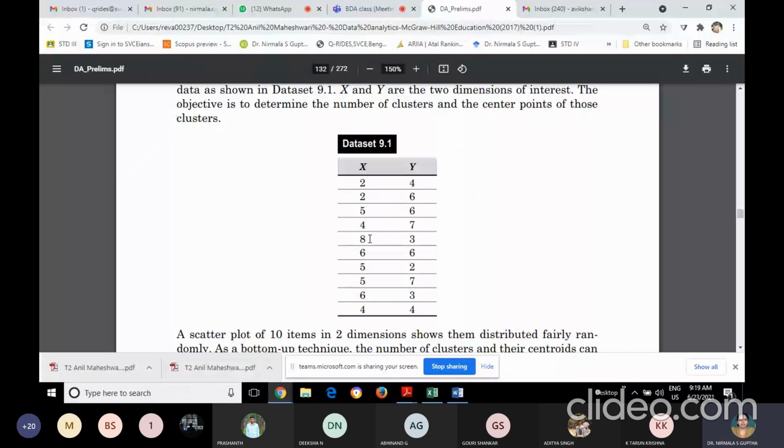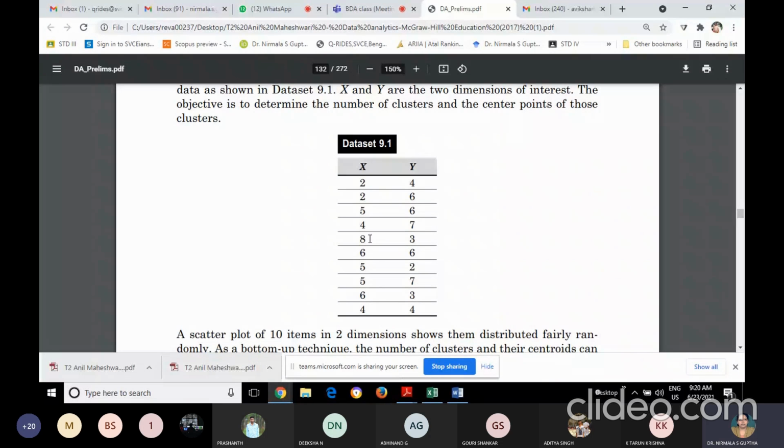What is the objective of this particular scenario? The main objective is for us to identify and determine the number of clusters for this particular given data set. And we need to find out the center points of those clusters. So we need to determine the number of clusters and the center points of those clusters that we identify.